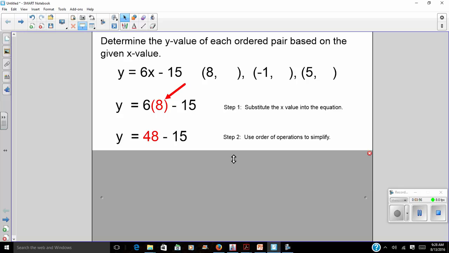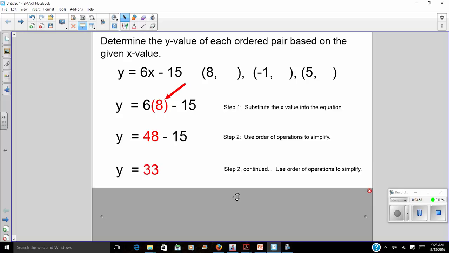Step 2 continued. We continue with this order of operations process. We completed the multiplication. Now all that is left is the subtraction piece. When we take 48 minus 15, that simplifies to 33. And notice that the y has followed along as well. That is also in each step. That is an important part of the structure of evaluating expressions and equations, and just some algebra. That is just good mathematics. So we have shown that y equals 33.